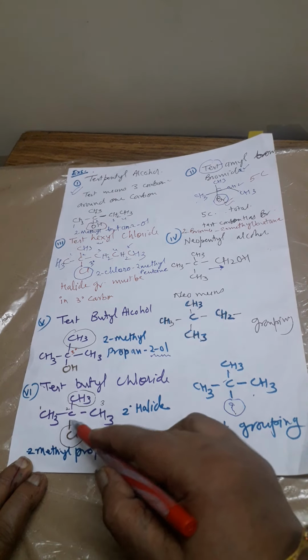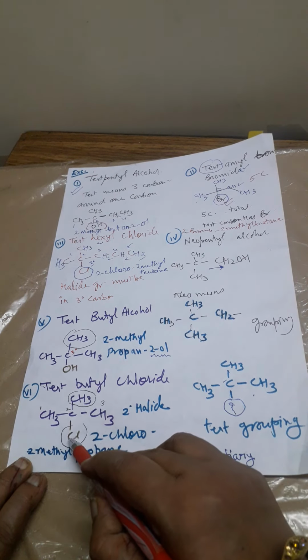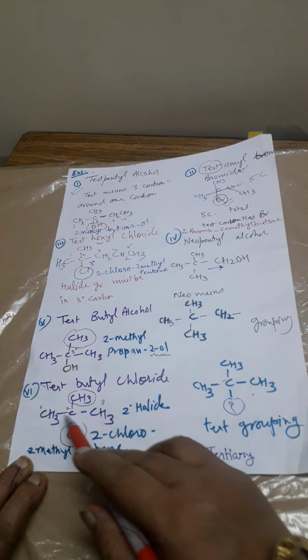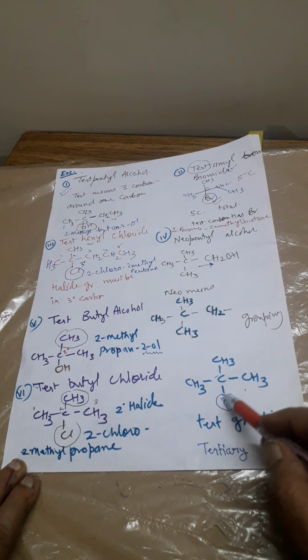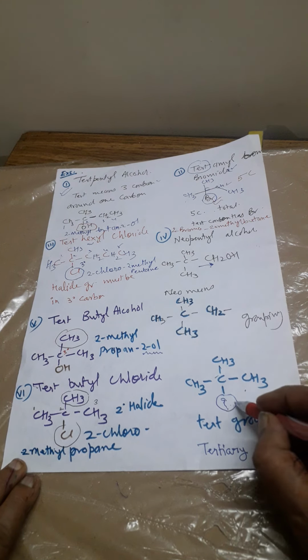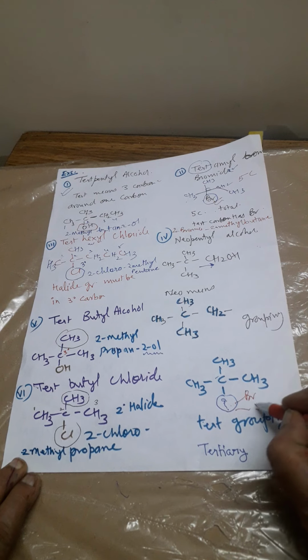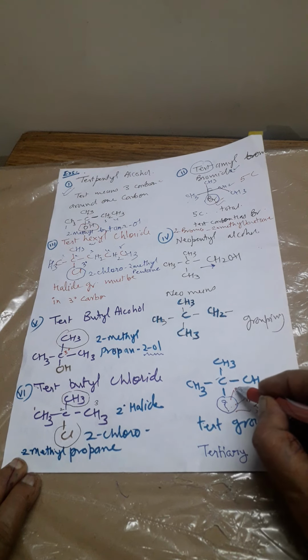Now tert-butyl chloride: if the Cl group is present, then it will be tert-butyl chloride. Clear? So tert grouping is this: C, CH3, CH3, CH3, and I have made a question mark. It can be Br, it can be I, it can be OH, any group. Accordingly we have to name it.